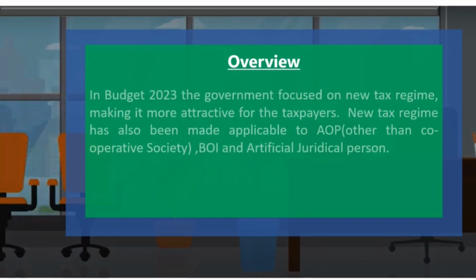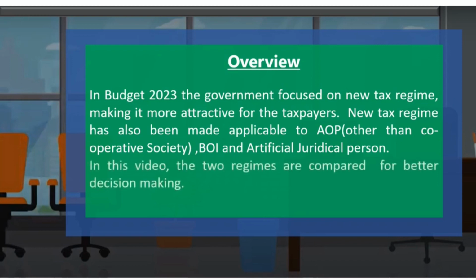In Budget 2023, the government focused on the new tax regime, making it more attractive for the taxpayers. New tax regime was also made applicable for association of persons. However, it was not made applicable on cooperative societies. The scheme was made applicable on body of individuals and artificial judicial persons. In this video, the two regimes are compared for better decision making.